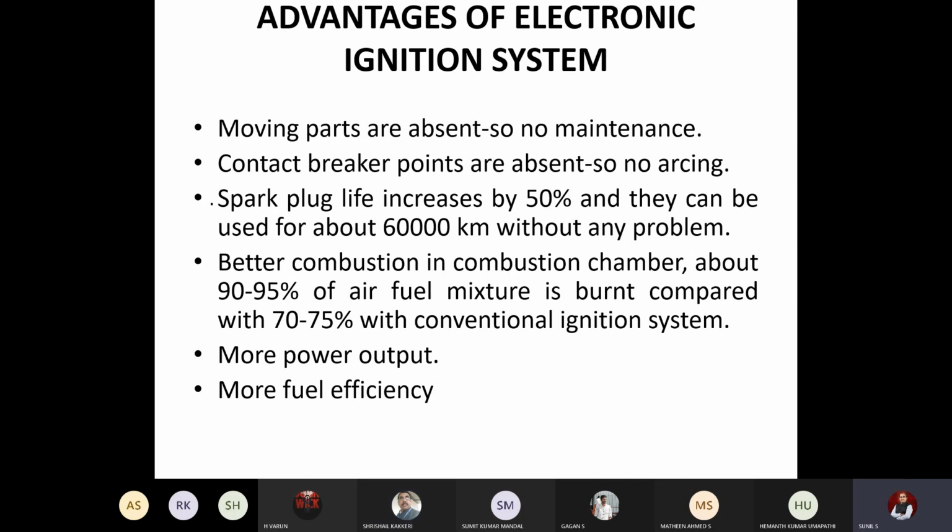Please make a note of important points. Whatever limitations we discussed in the battery ignition, almost they are the advantages here. So no pitting or arcing problems. Better spark plug life, and regular maintenance will not be required. These will be the advantages in the electronic ignition system. Just note down the important points.